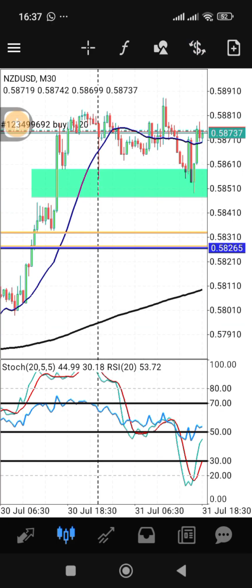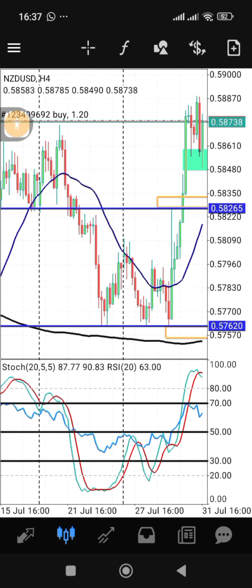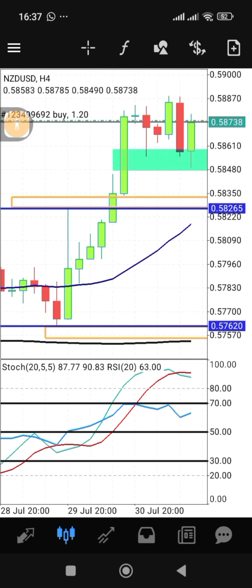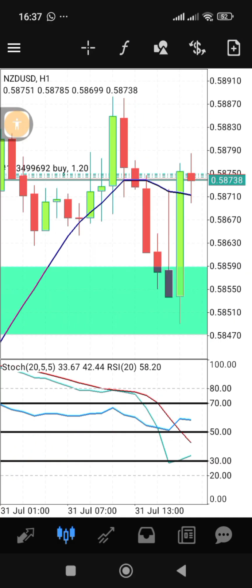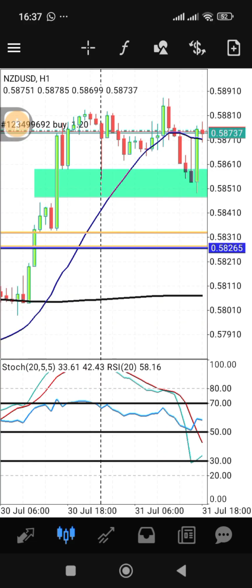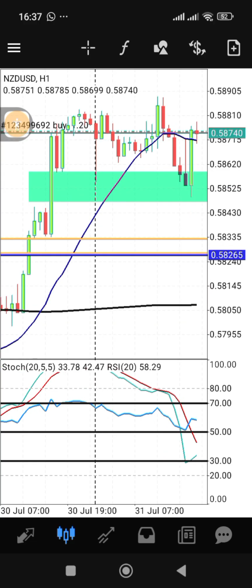NZD USD. 4 hours. This is it. The same pattern. CRT candle formation. Don't forget, that is the strategy. Even though you don't use any indicator, yours is to be able to identify it. As you can see now, we are expecting the market to come down to the 1 hour level before it will fly. That is the strategy we are having today as a takeaway for the week.